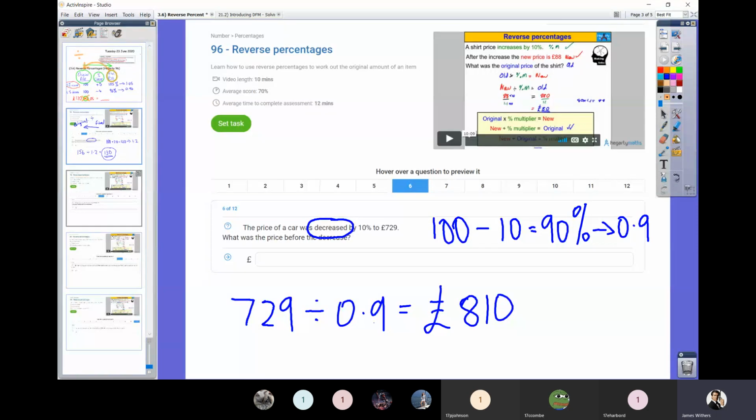And look, that makes sense. The price of a car was decreased and it became 729 after the decrease. So it absolutely makes sense that the original price was 810. They took 10% off it and that becomes 729. So that was question 6.